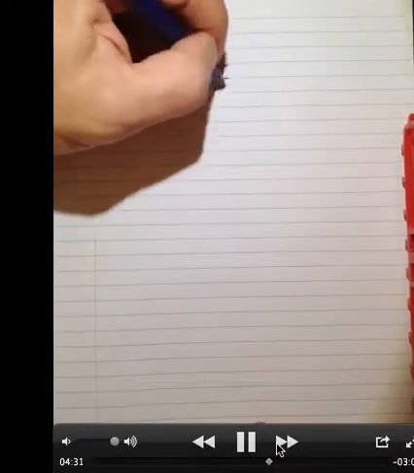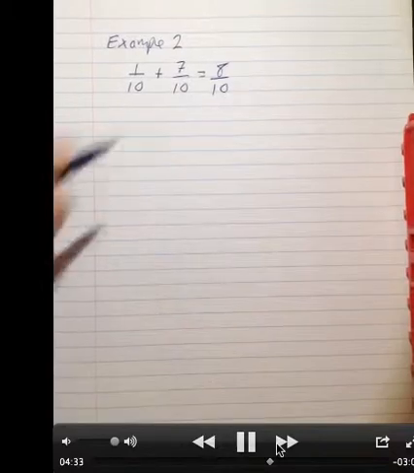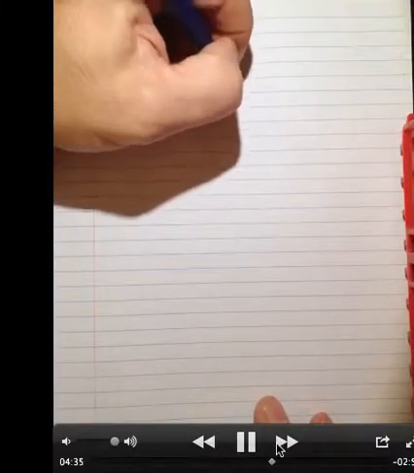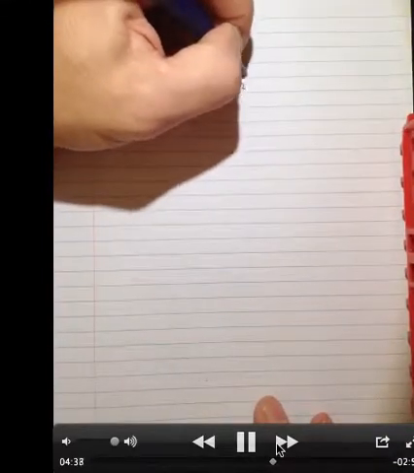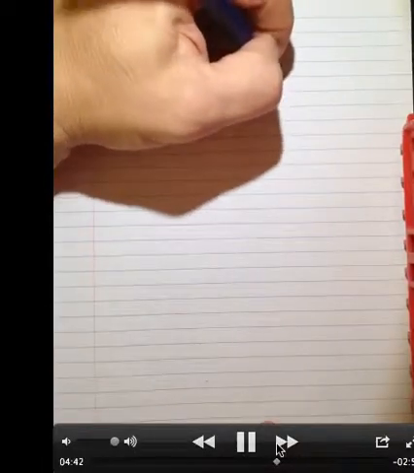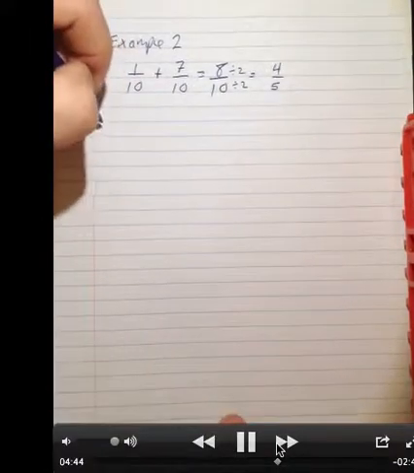Okay, example 2, we're going to add the fractions 1/10 to 7/10. These are the same size pieces. They're cut into 10. So if we had 1 of 10 shaded and 7 of 10 shaded, we can simply combine those to 8 out of 10 shaded. And that would simplify to 4/5. So that's an example of like denominators.